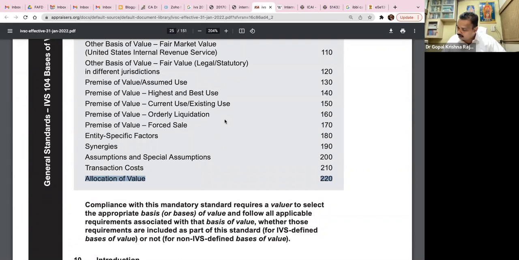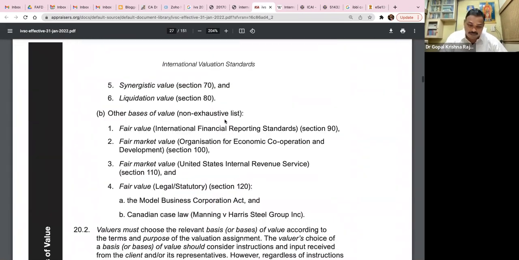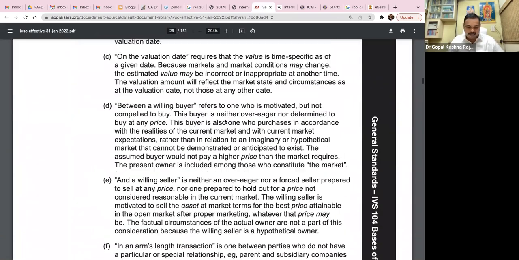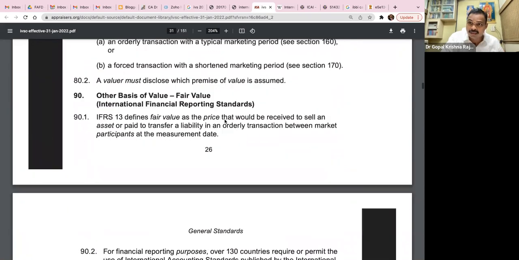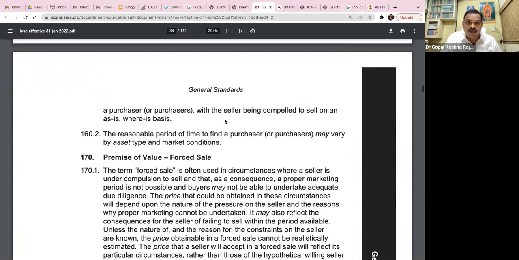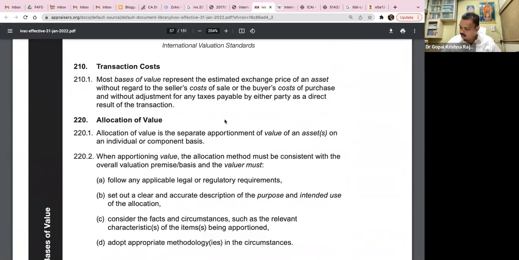So value. Okay. Para 220. Now what is 220? Entire para is new. So I'll take you to entire paragraph 220. Very interesting paragraph, guys. You need to understand this allocation of value 220. What is this? Why they have brought this particular paragraph? I'll call it a section. Section 220, para 220.1 and 220.2.